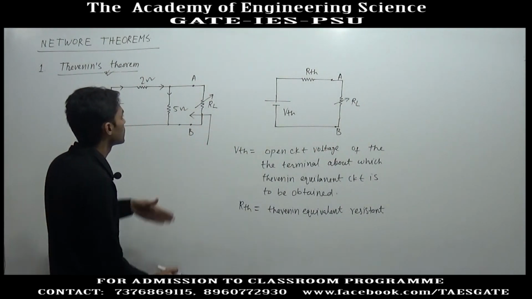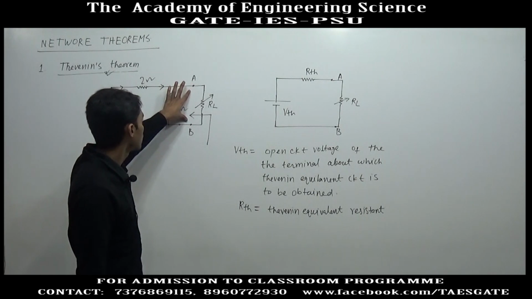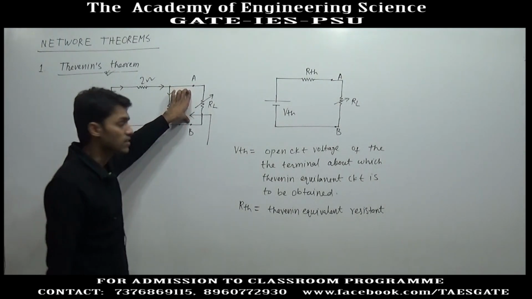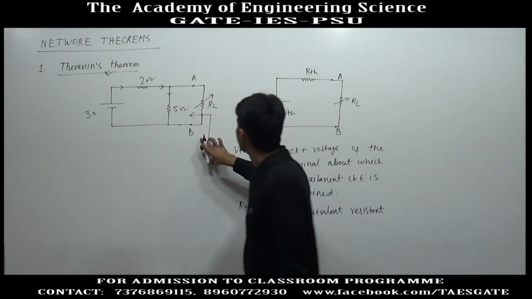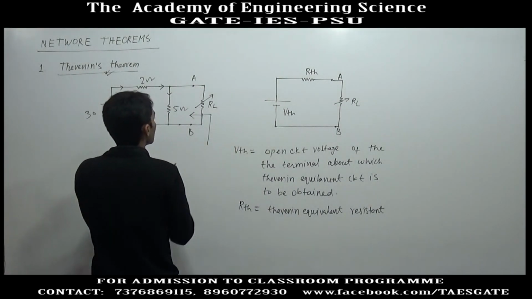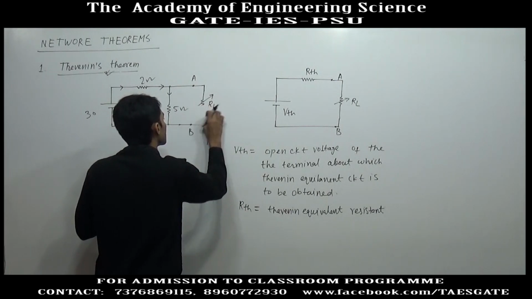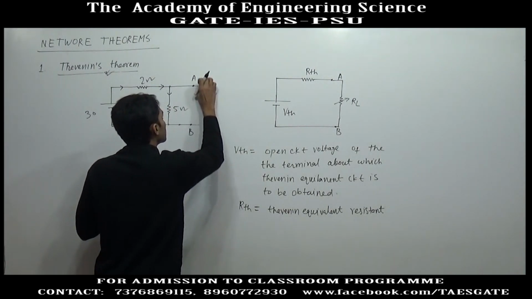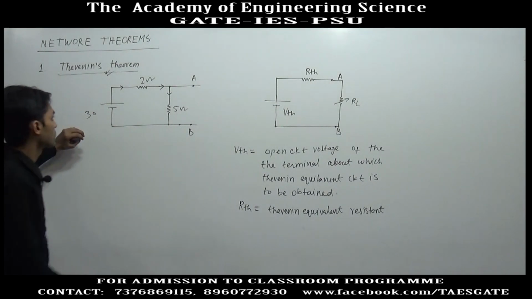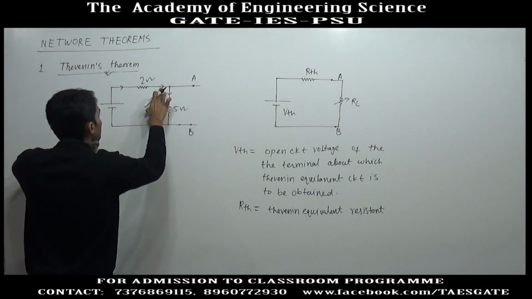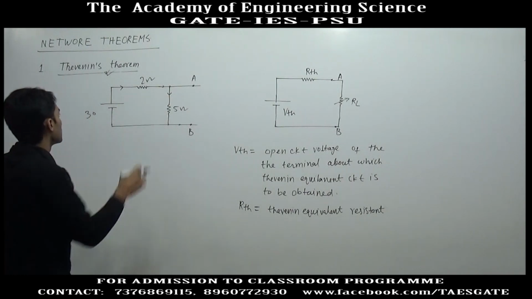So if we want to transform this, if we want to get the Thevenin equivalent circuit for this about terminals A and B, VTH will be the open circuit voltage across these terminals. So we will first open circuit it and we will solve the remaining circuit. Suppose this is open circuited.